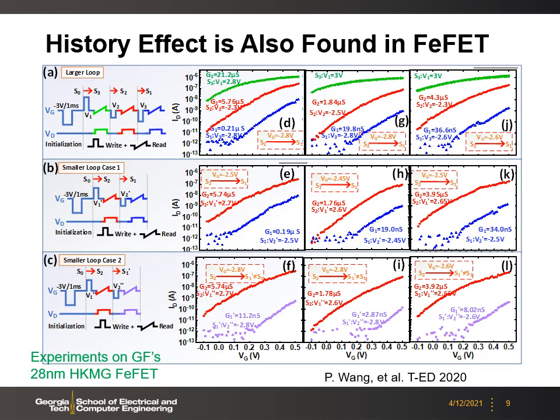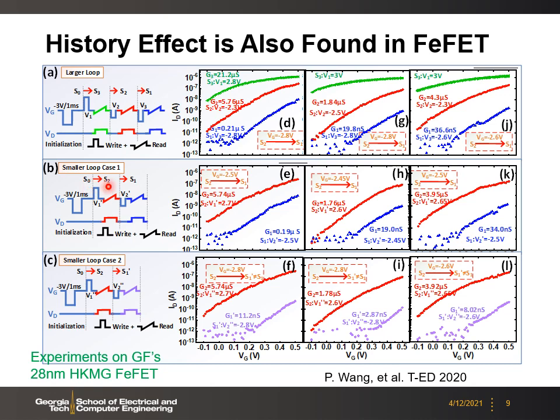Not only FeCap, but also FeFET shows the history effect. Here we experimentally validate the minor loop switching on GlobalFoundries 28nm high-k metal gate FeFET samples. We first consider a large loop: we program the device to the G3 state, then reset the device to the G2 state, and then reset to the G1 state. Here we use negative 2.8 volts on the gate to reset from S2 to S1 state.